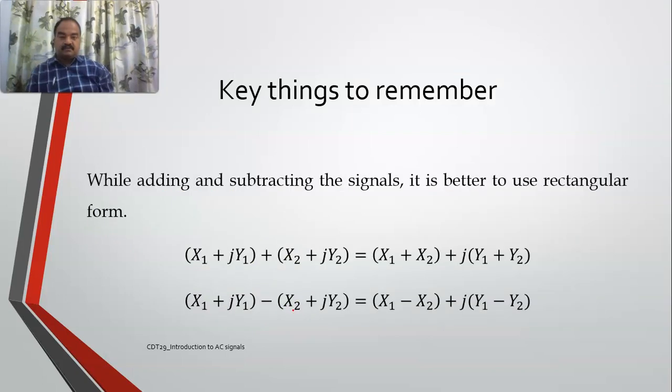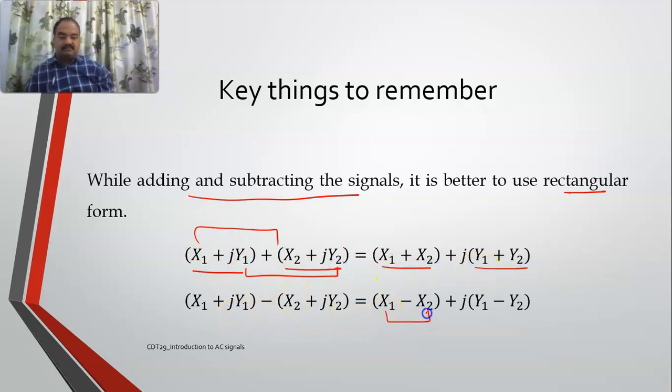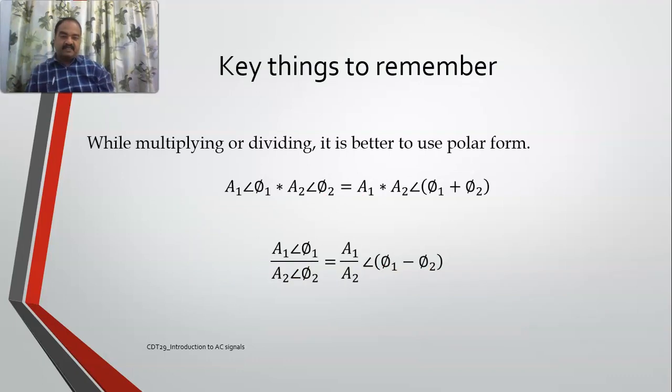Now, when you are trying to add or subtract, which form you are supposed to use? Rectangular form. Now, let us suppose there are two complex numbers, x1 plus jy1, x2 plus jy2. If you want to add them, directly you can add the real parts and you can add the imaginary components. If you want to subtract them, see, real parts and imaginary parts. But whereas when you are doing multiplication and division, it's better to use polar form. See, this is the format of polar form. Now this is one number, this is another number. While multiplying, these magnitudes are multiplied, whereas angles are always added.